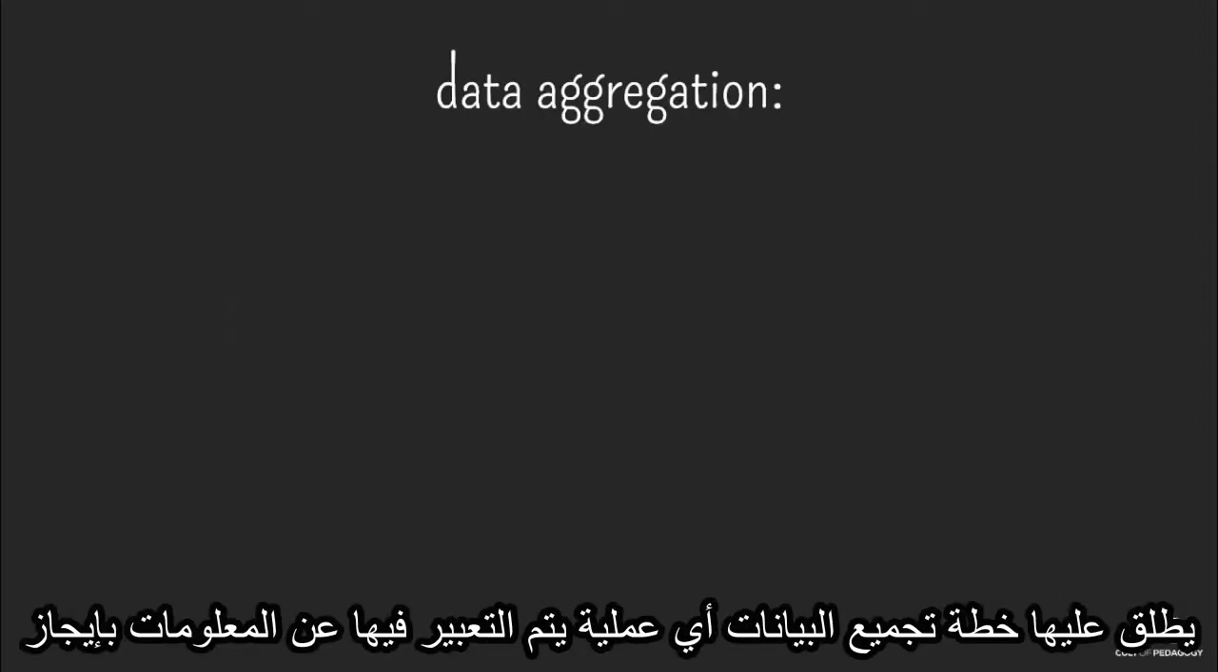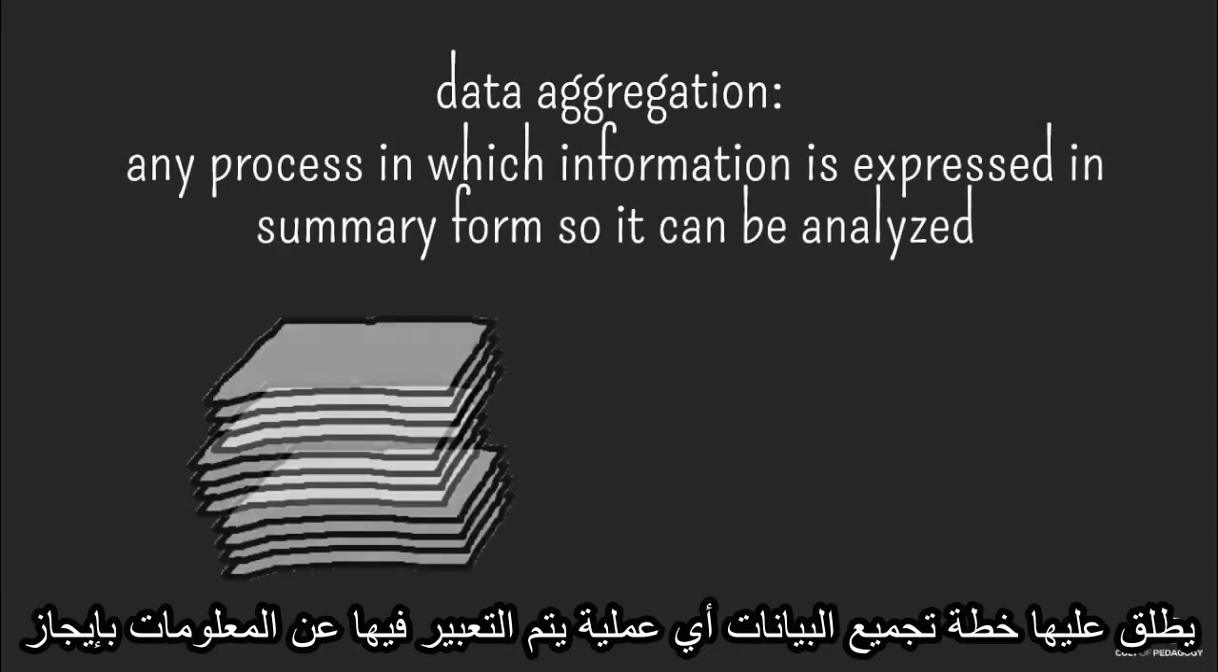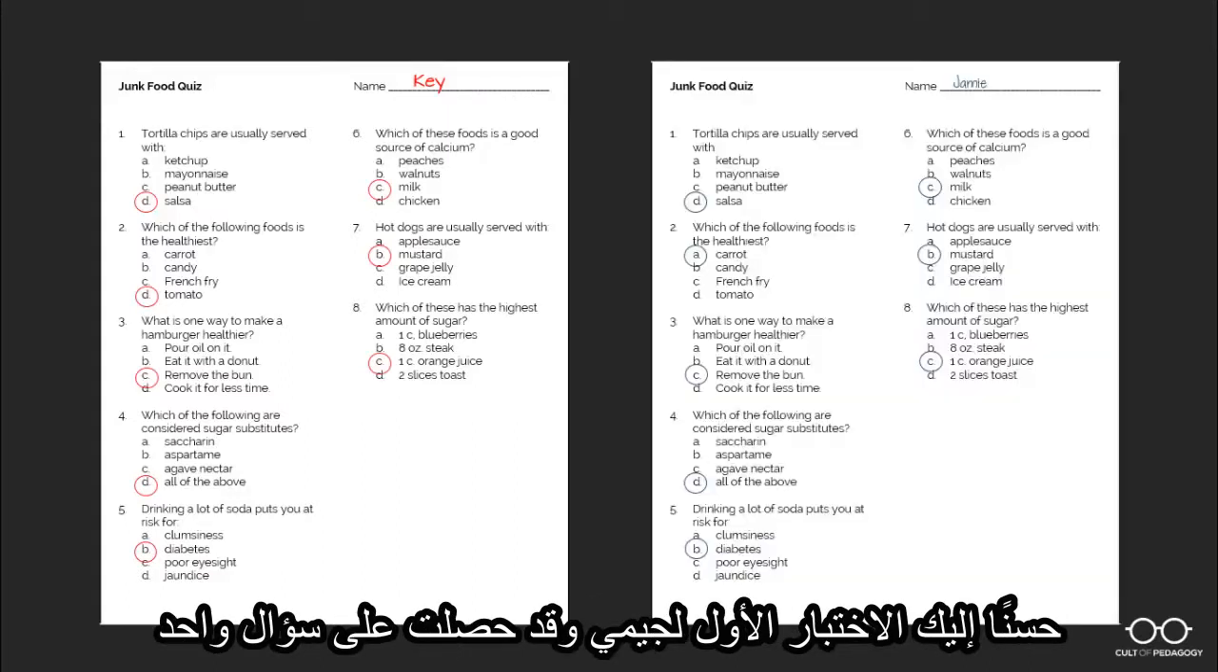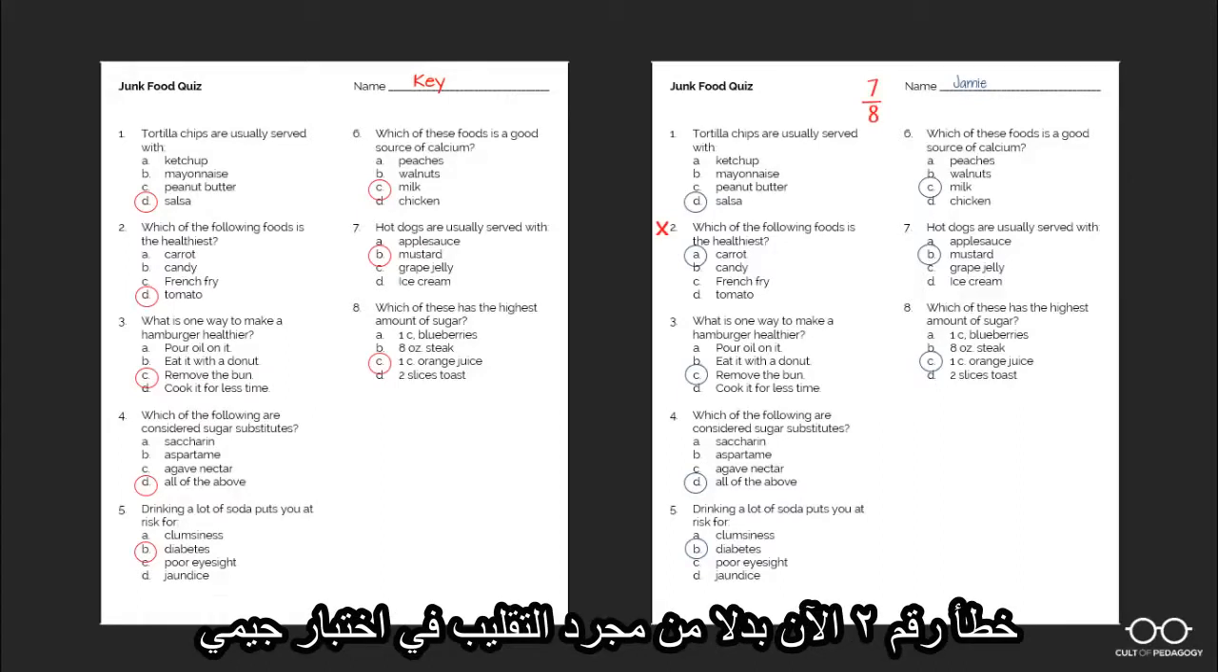It's called data aggregation. Any process in which information is expressed in summary form so it can be analyzed. Here's how it works. Let's say this is your quiz. As many teachers do, you make an answer key for it. Okay, so here's your first quiz to grade. It's Jamie's, and she has gotten one question wrong, number 2.